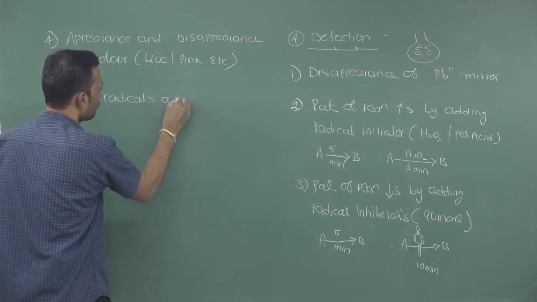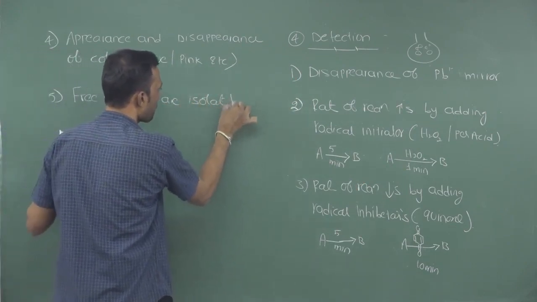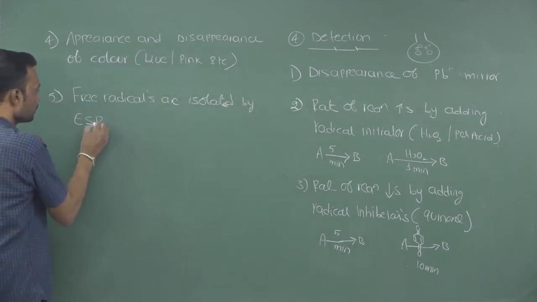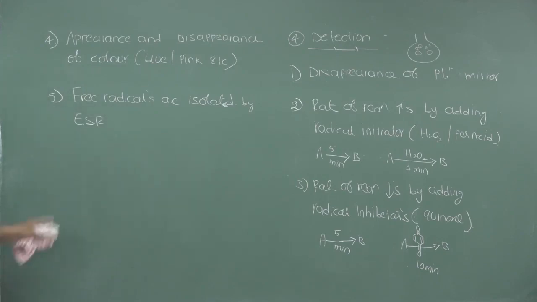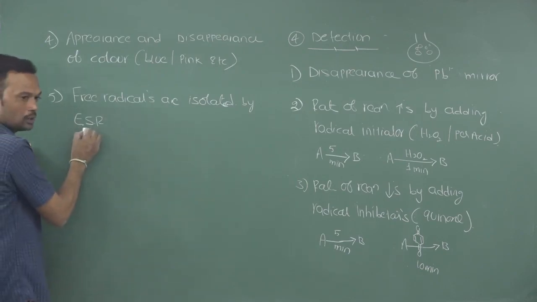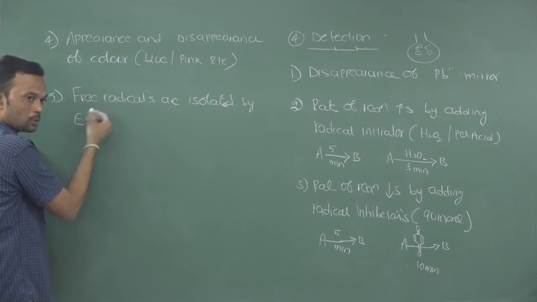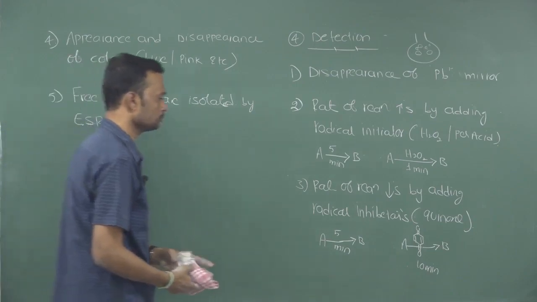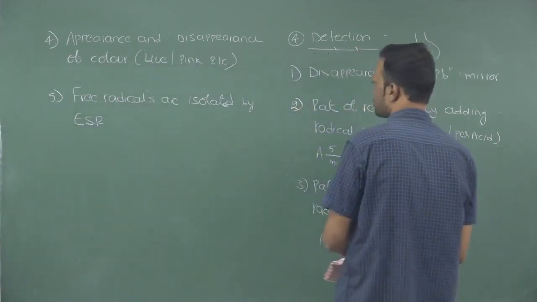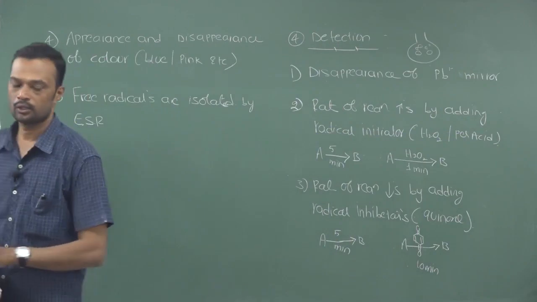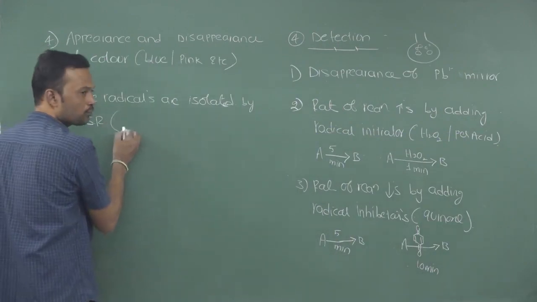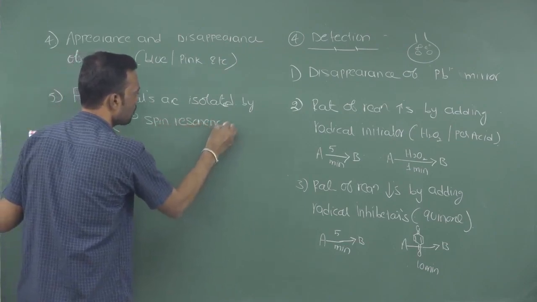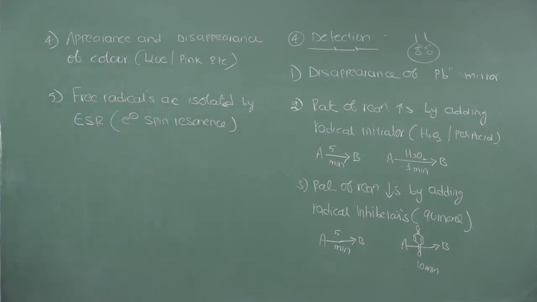Very important, remember, is the experimental method. Free radicals are trapped or isolated by ESR. This point is very important. Electron spin resonance: how free radicals, single electrons or biradicals, get identified by electron spin spectra. Electron spin resonance spectroscopy is used to identify free radicals.